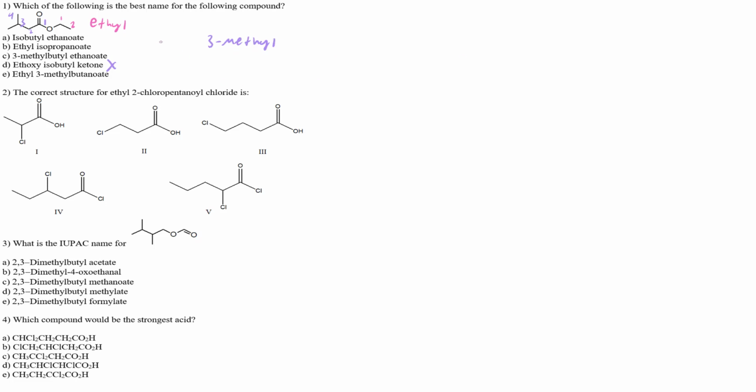You always put your shorter path in front. My shortest path was ethyl, so I'm going to put ethyl, and then the longer path, which turns out to be 3-methyl. And now what's the parent name? Butane. The "oate" means that this butane within it has 2 oxygens. So we have butanoate.